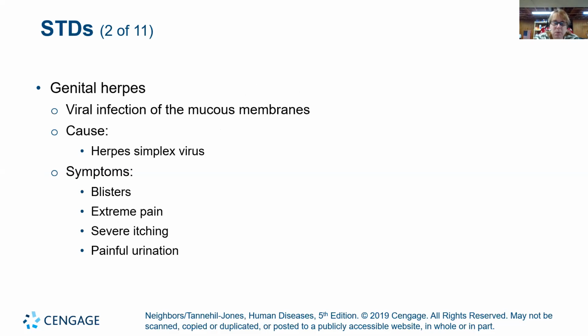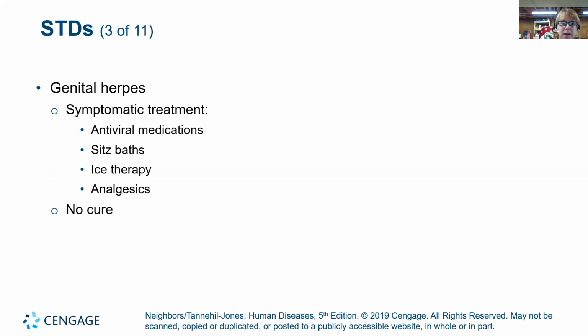Herpes is probably the big one. It's a viral infection of the mucosal membrane. You will see blisters, extreme pain, itching, painful urination. If you have symptoms, they will treat you with antiviral medications, sitz baths, which are cool baths to hopefully cool off the lesions, ice therapy, analgesics. So there's no cure, but they can work on the symptoms. And then you can enter an asymptomatic phase.